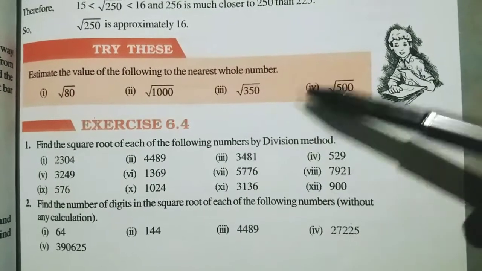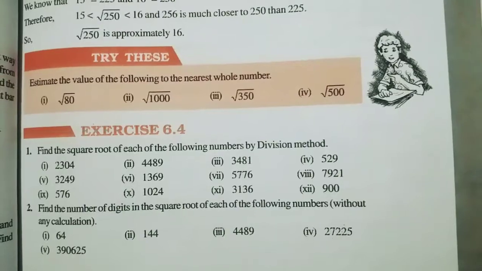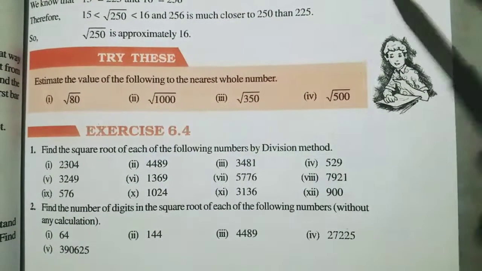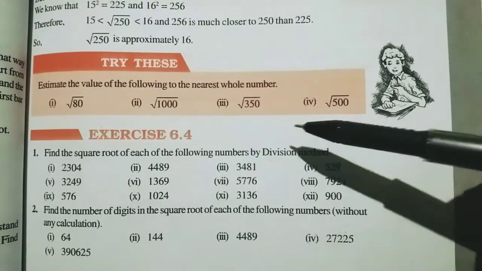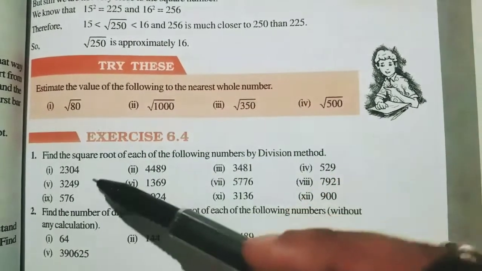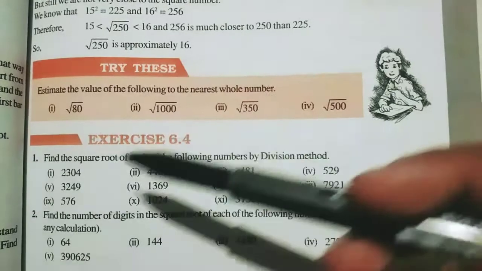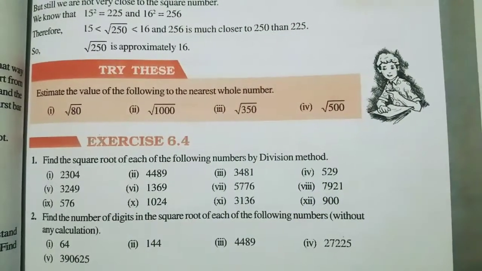If in the question it is written to apply the division method, then you have to do it by the division method only. If nothing is written, then you can try another method, like the prime factorization method. But here it is written, that's why you have to find the square root of these numbers by the division method. Let's start with the first number, 2304.